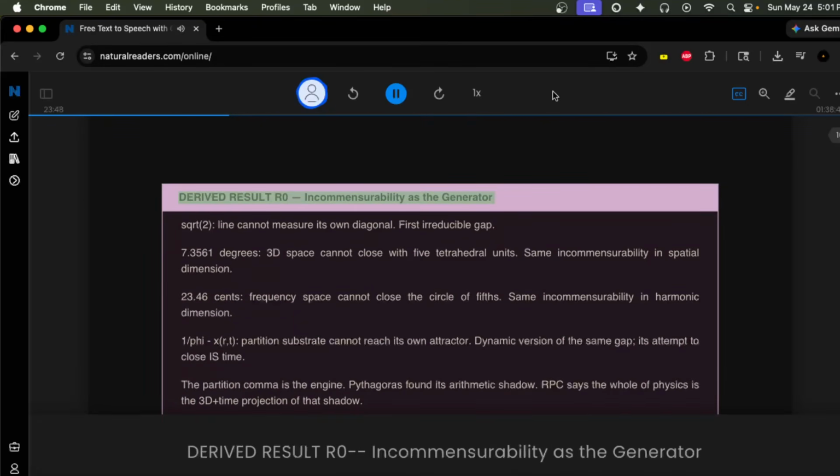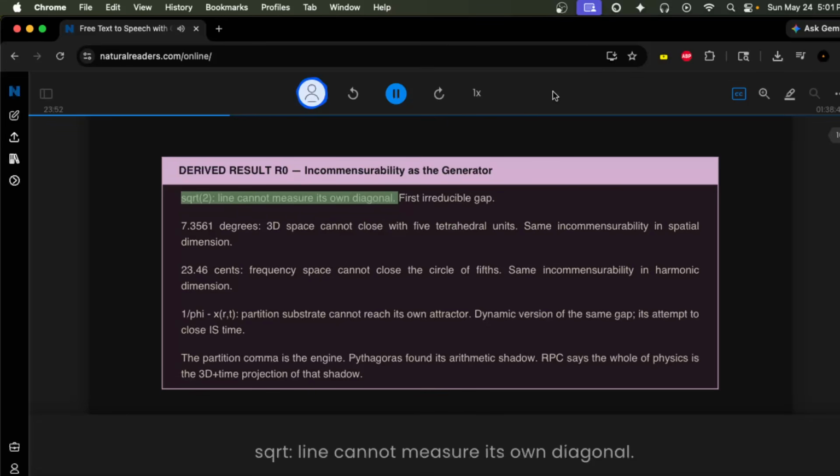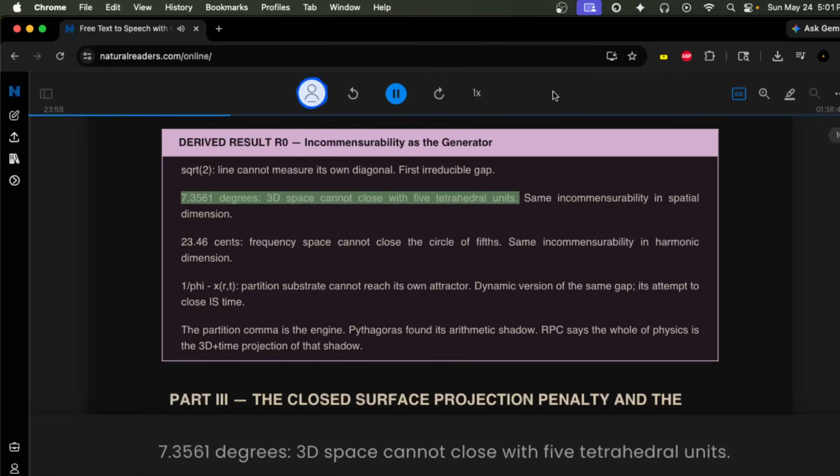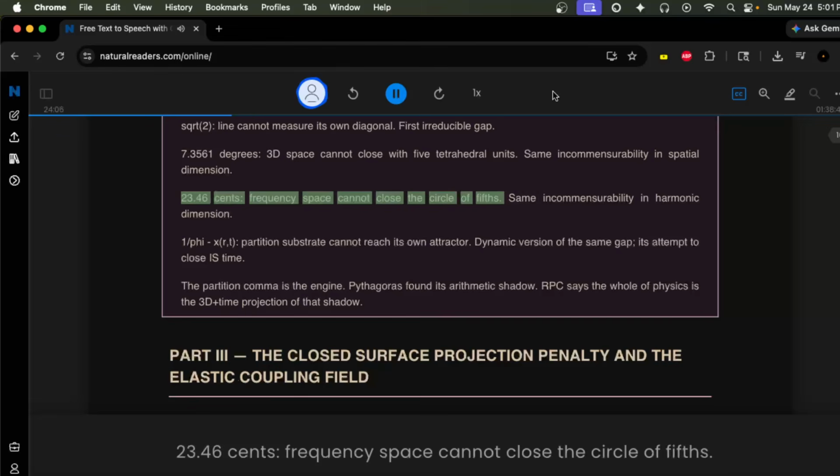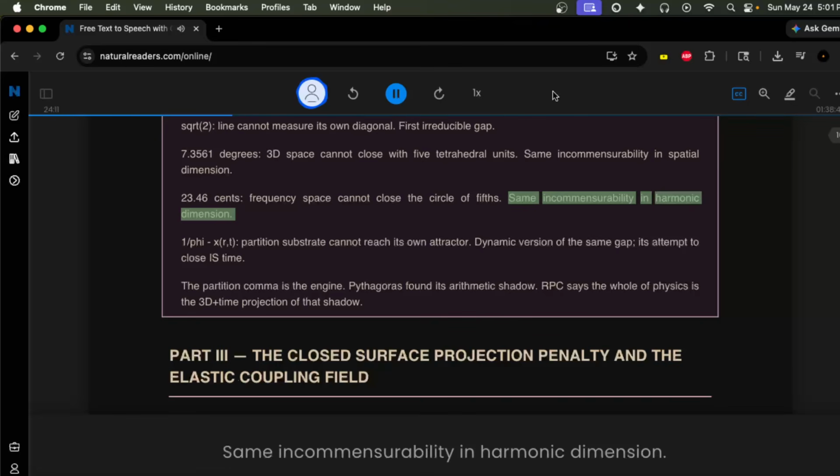Derived result R0, incommensurability as the generator. √2: a line cannot measure its own diagonal, the first irreducible gap. 7.3561 degrees: 3D space cannot close with 5 tetrahedral units, the same incommensurability in spatial dimension. 23.46 cents: frequency space cannot close the circle of fifths, the same incommensurability in harmonic dimension.